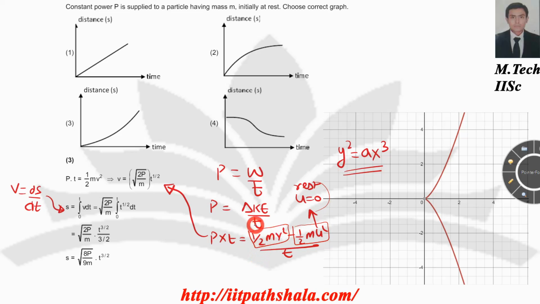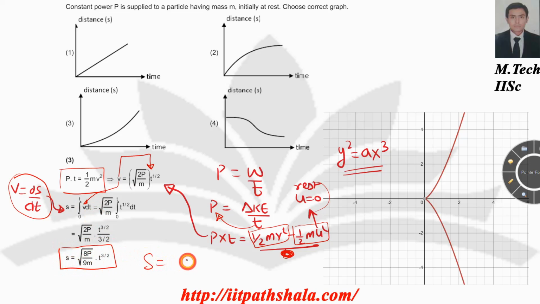So P into t is equal to half mv square. I have this expression over here. Now just find the value of v. You relate v with t, and you know that v is nothing but ds by dt. Now you are going from time 0 to t and distance from 0 to s. Replace the value of v over here, and you'll have an expression something like this: s equals some constant into t to the power 3 by 2. Now he's asking for a graph between this distance s and this time.